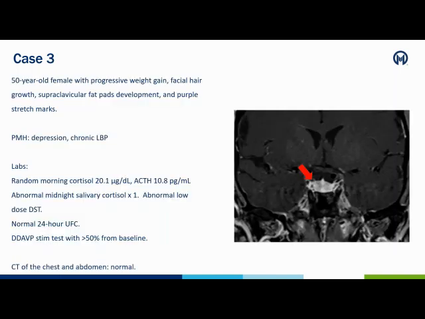Now, obviously, not all cases are straightforward, like the happy cases we presented. There are a lot of cases that are very challenging. This is a case of a 50-year-old with progressive weight gain, facial hair growth, supraclavicular fat pads, purple stretch marks, very classic findings that we see in Cushing's disease patients. She also had a medical history of depression and chronic pain, chronic low back pain. Also common things that we see in pseudo-Cushing states.